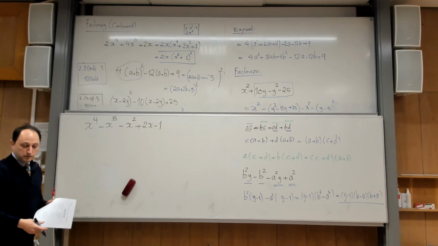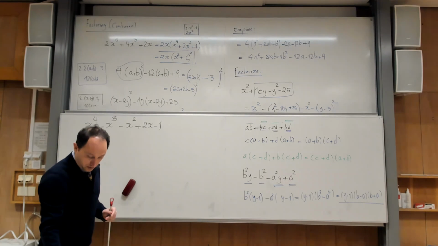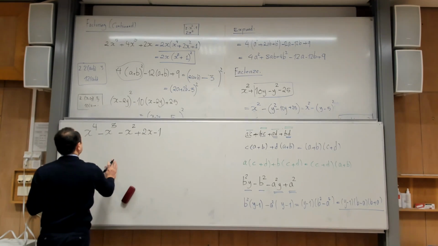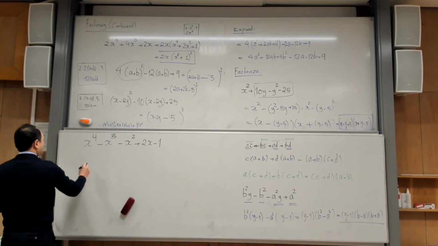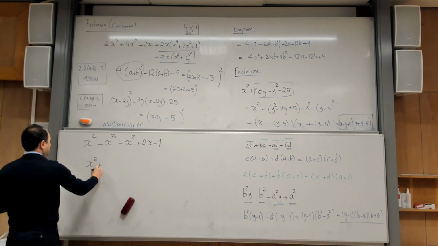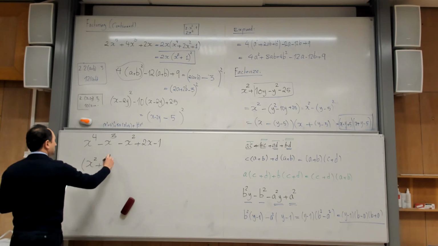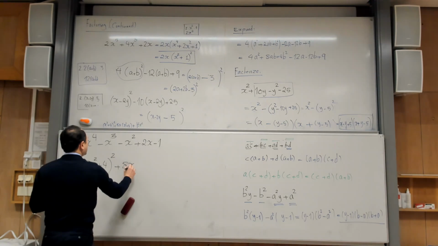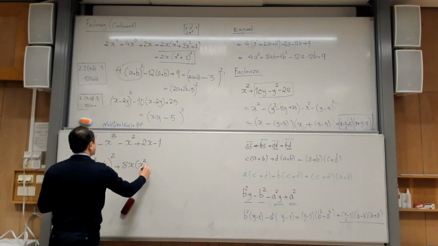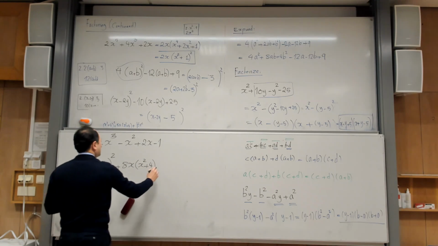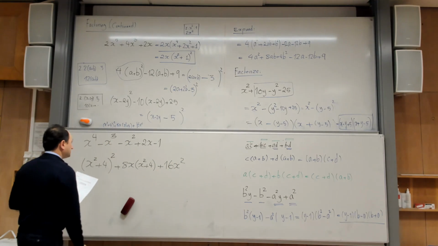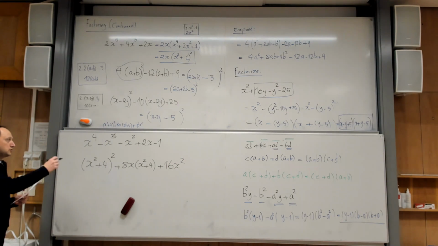Yeah, do this. Okay, let me write one more and then give you a little bit more time. This is one of them. The other one is this: (x squared plus 4) to the power of 2 plus 8x times (x squared plus 4) plus 16x squared. Yeah, I can give you some time.